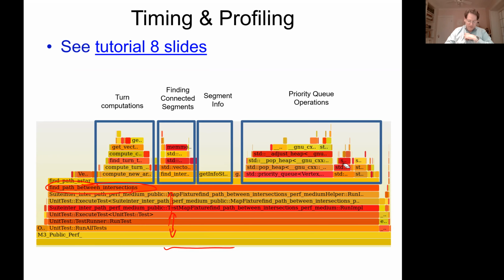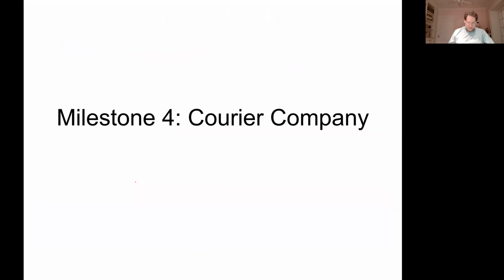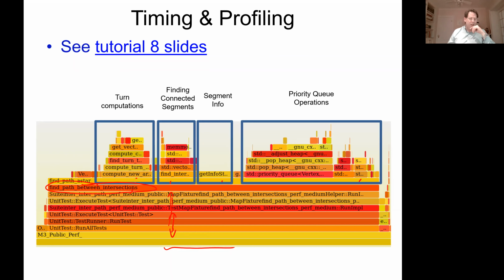So we have some time in our priority queue, some time in getting information about the street segments, finding what's connected, so what are the next set of intersections that I'm going to get to, and doing turn computations. So this can be helpful to find bottlenecks in your code that you might want to speed up. Okay, so that was all I was going to say about milestone 3.